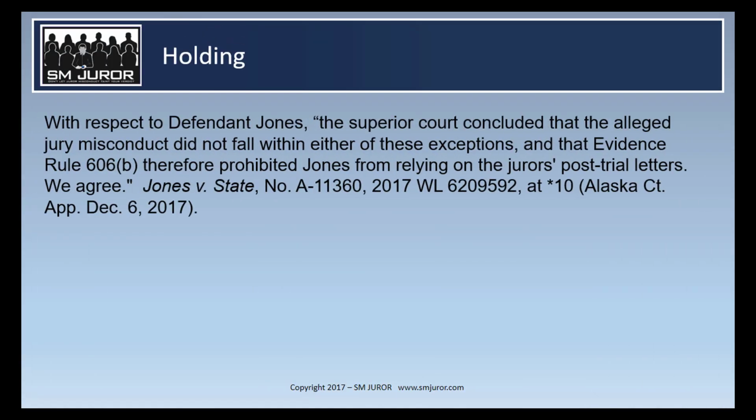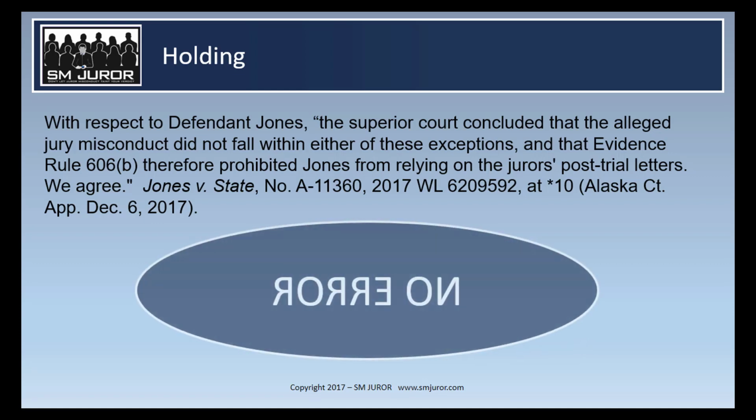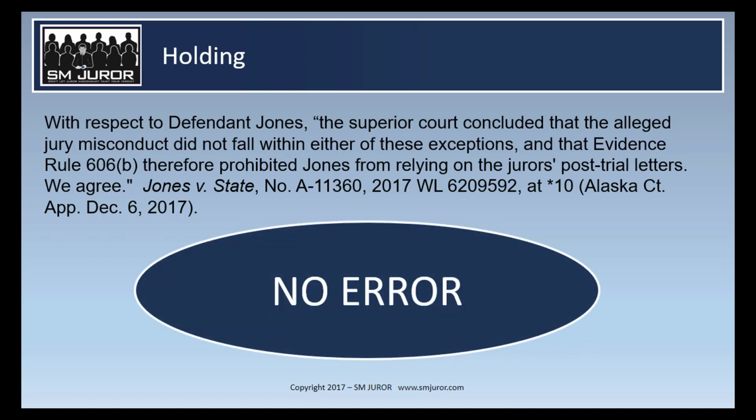Now, when we look at the holding in this case, with respect to defendant Jones, the Superior Court concluded that the alleged jury misconduct did not fall within either of these 2 exceptions, and that Evidence Rule 606B therefore prohibited Jones from relying on the jurors' post-trial letters. The Court of Appeals agreed, and they found that there was no error and that the trial court did not abuse its discretion when it denied the motion for new trial based on juror misconduct.